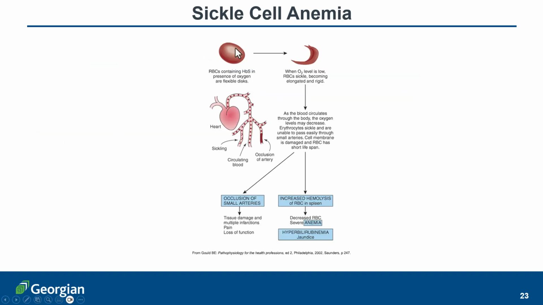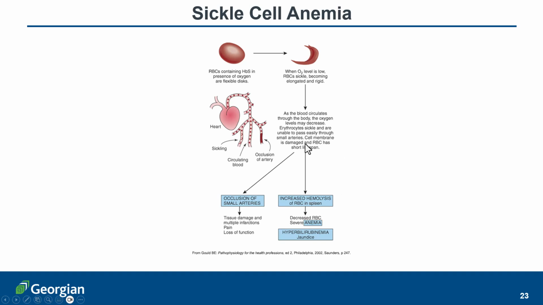Here it is in schematic form. So you have a red blood cell that contains HbS, which is the sickle cell form of hemoglobin. And in the presence of low oxygen concentration, the red blood cells sickle, they become elongated, rigid, consequently they cannot squeeze through the capillary. That in turn leads to occlusion of the capillaries and smaller arteries, leading to tissue ischemia and infarction. The clinical manifestations would be severe pain and loss of function, for example, for that particular limb itself.